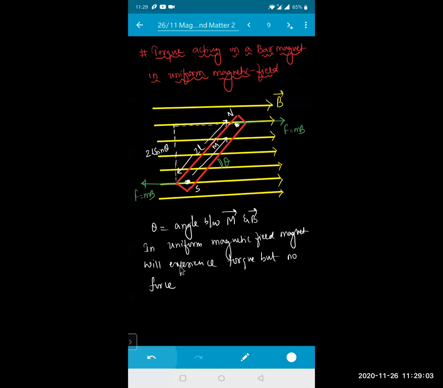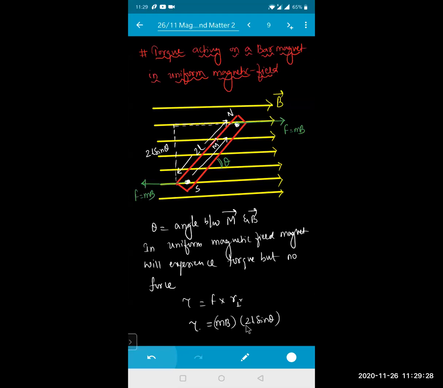Equal and opposite, so the forces will get cancelled. So what is the torque acting on that one? Torque is equal to force into perpendicular distance. Force is m into B, and the perpendicular distance is 2L into sin theta. So this is your torque.